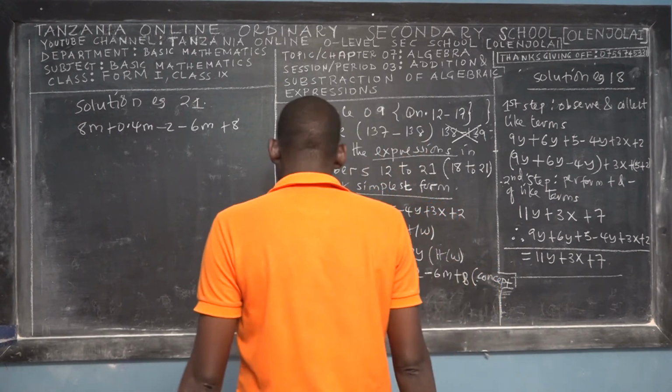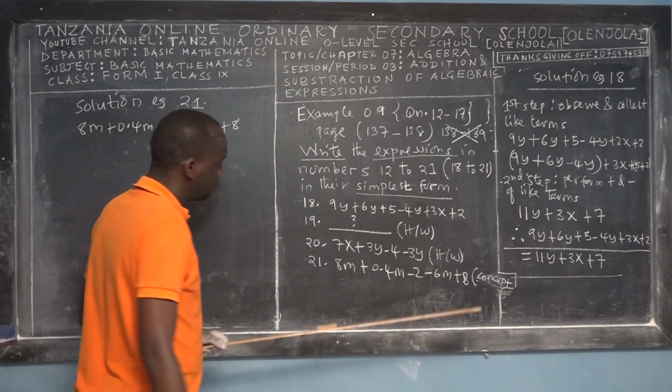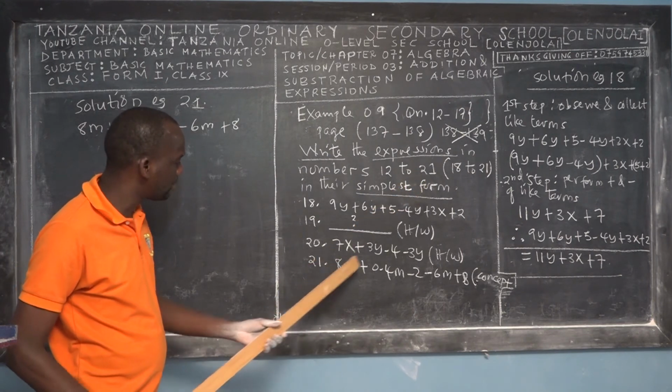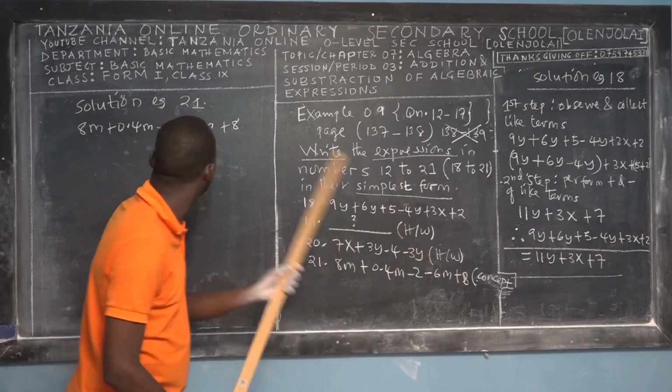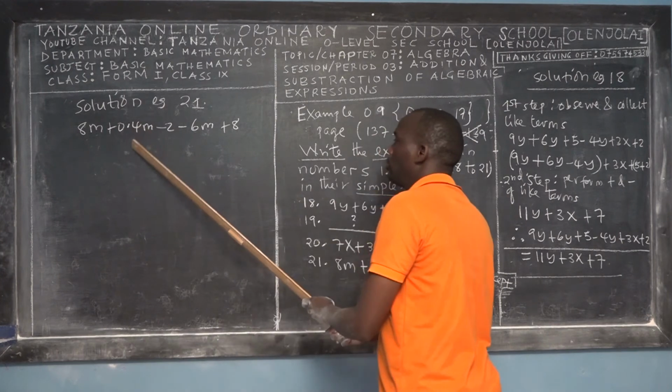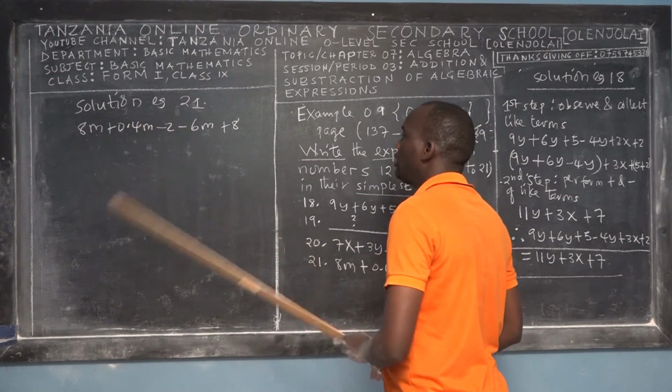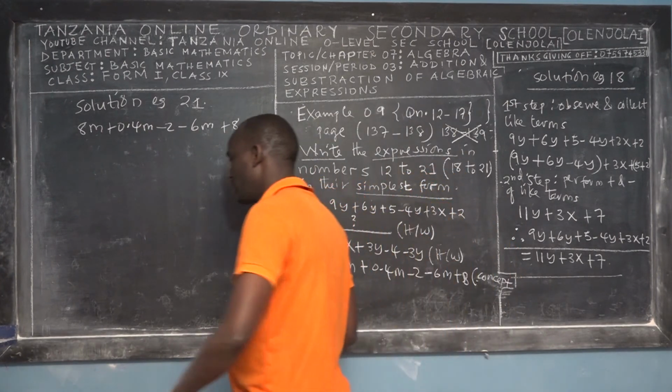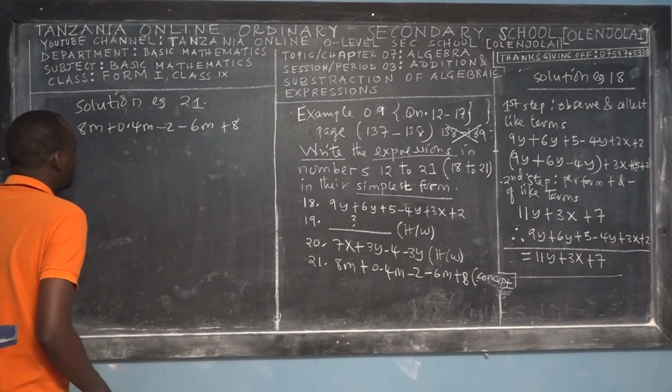So how many terms do we have here? We have 5 terms: 1, 2, 3, 4, 5. Three are like terms, and the 2 are also like terms.